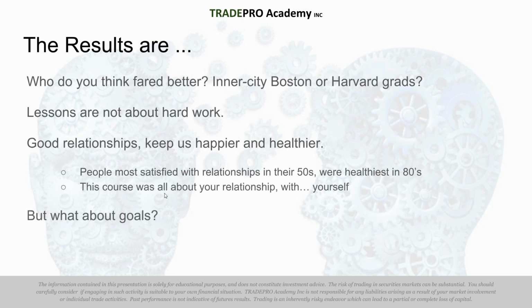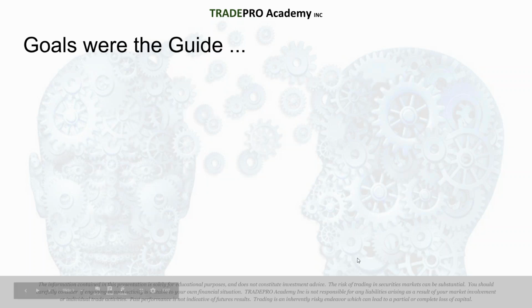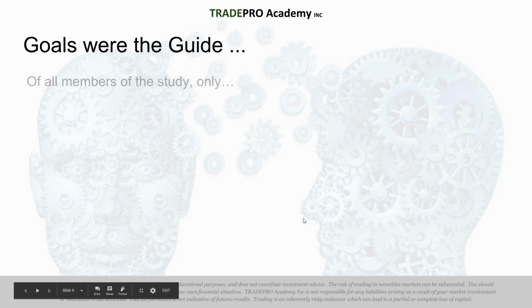All right. What about goals? Here's where it gets crazy. This is a lesson on goals. Goals were the guide. Of all the members of the study, what percentage do you guys think had written down goals?